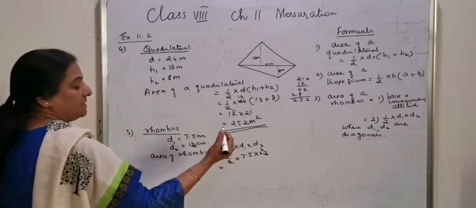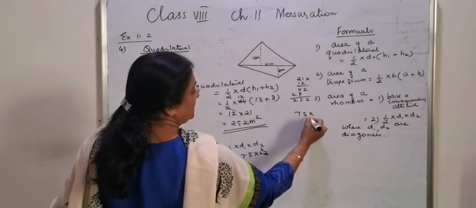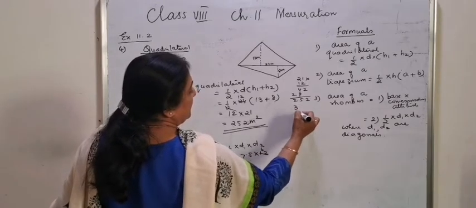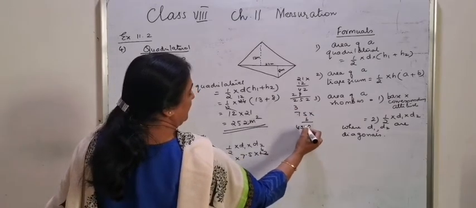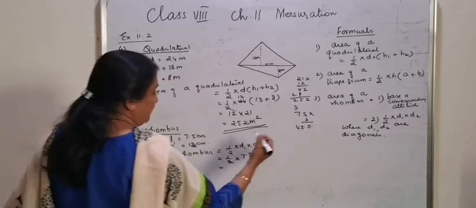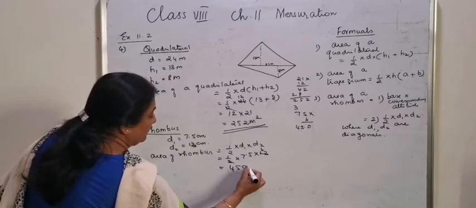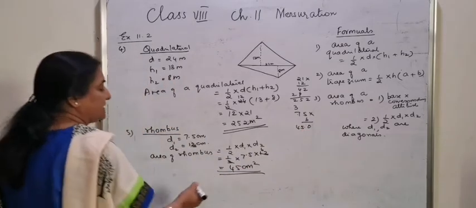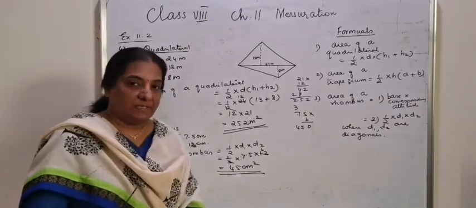Half of 12 is 6. 75 into 6: 6 5s are 30, 7 6s are 42 plus 3 is 45. One decimal place, so it is 45 centimeter square. It's a direct application of formulas.